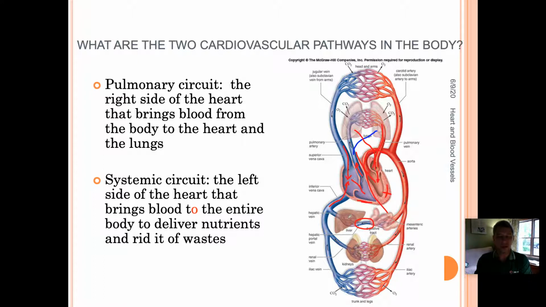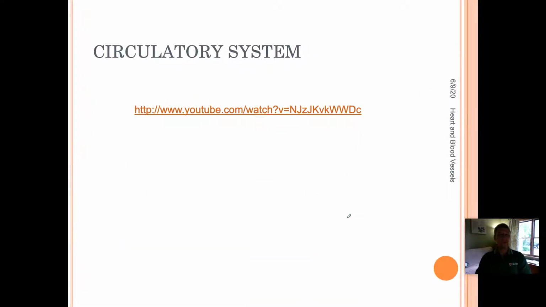This is what's known as the hepatic portal vein, and it is a unique blood vessel in the body because it starts in a capillary bed in the small intestine, ends in a capillary bed in the liver, but there's no pump in between. The heart doesn't play any role there, which is a very unique scenario in the body.